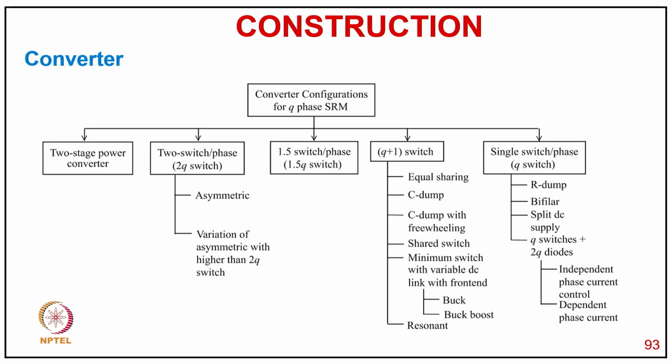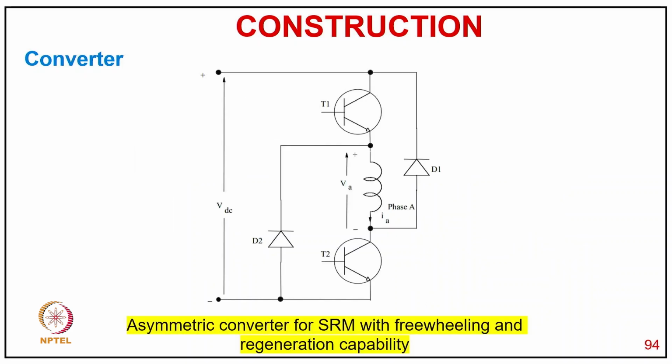Here is the classification of converter configurations for a Q-phase machine: the two-stage power converter, two-switch power converter, two-switch asymmetrical and variations with more than two switches, then 1.5Q switches, then Q+1 switches with equal sharing, C-dump with a shared switch, minimum switch with variable DC link with buck, buck-boost and resonant, and single switch per phase, R-dump, bifilar, split supply, Q switches with 2Q diodes, independent phase current control and dependent phase control.